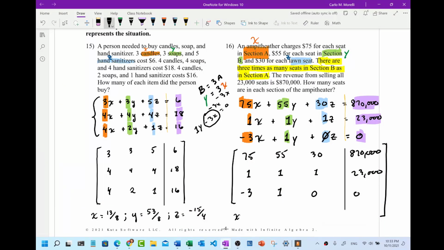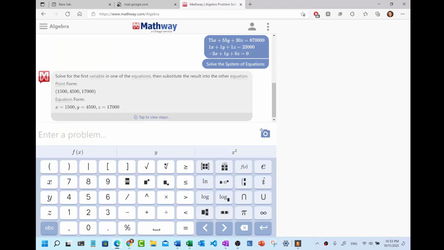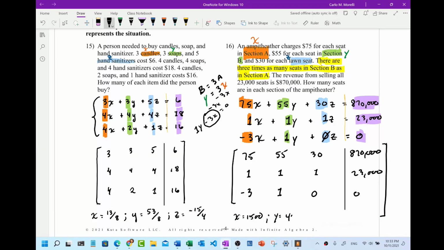So x equals 1,500, y equals 4,500, and z equals 17,000. Okay, and we're not going to rewrite it for the candles, soaps, and hand sanitizer problem. There's no space to write anything. We already converted it. We assigned the variables, so it's clear what you're doing. That would be correct on the test.